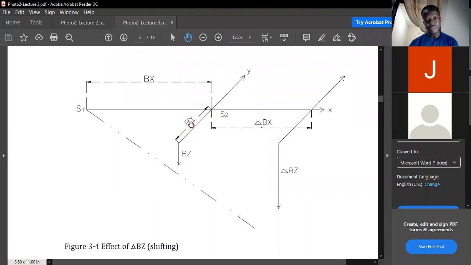So you see by. Even if you don't put a delta, you look at it as by is really the y component of the base, and then bx is the x component of the base. So the air base can be looked at in x, y, z dimensions. The x component of the base is the distance between the two projectors or the two exposure stations when we're flying.